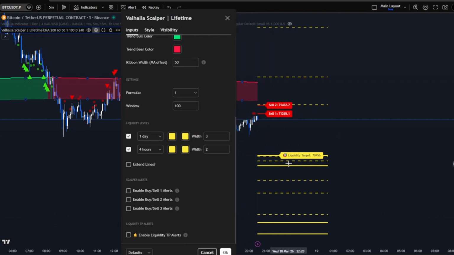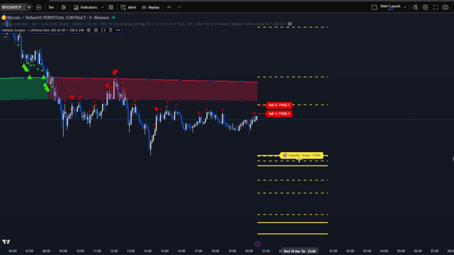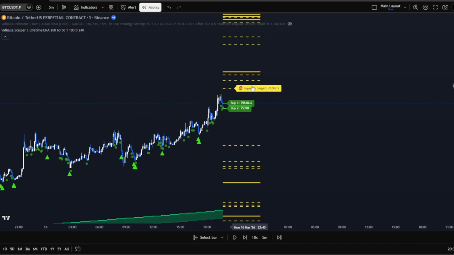See this label right here? It says liquidity target with the exact price. That's your take profit. The indicator automatically finds the nearest relevant liquidity level and marks it for you. In a bearish trend, it marks the nearest lower liquidity level. That's where you'd exit your short. In a bullish trend, it marks the nearest upper liquidity level for exiting your long.